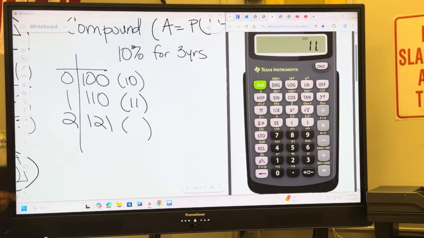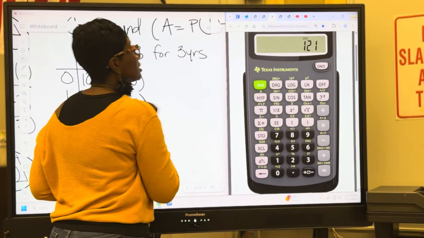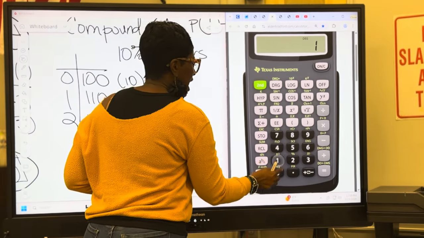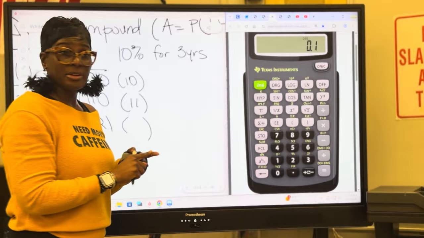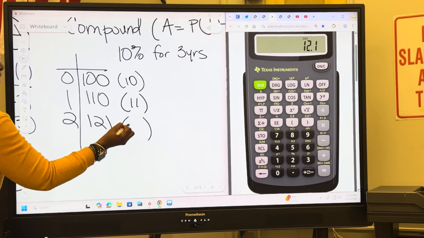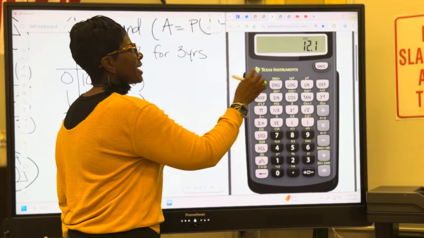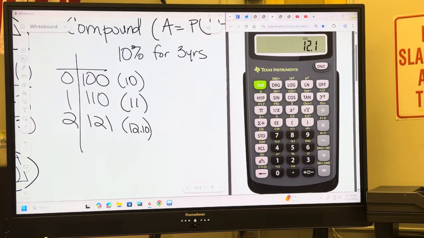Let's do it again. What's going to be my interest right now? What am I putting in my calculator? 121 times 0.1. I'm doing 10%. 12.1. 10% of the 121. How much is that? $12 and what? And 1. It's okay. It looks like that sometimes. $12 and what? 10 cents. Now, what is he gonna owe me at year 3?